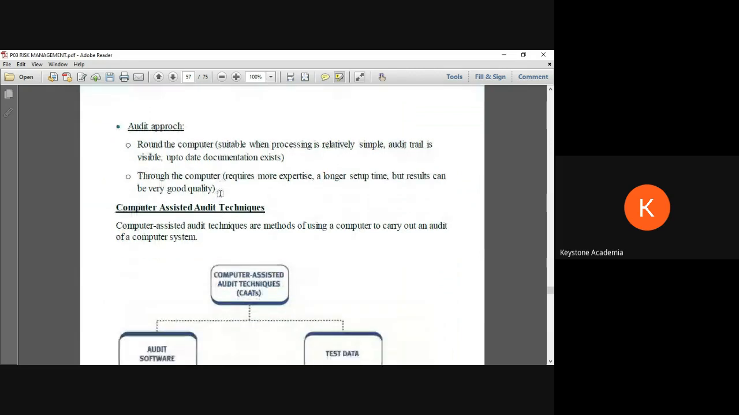So therefore, companies do audit round the computer most of the time. But nowadays, they have started auditing through the computer also. For this, the auditor needs to have a very good amount of knowledge of the technology, the software they are using.